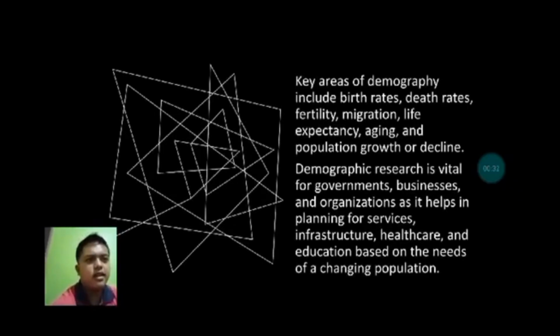So these are the key areas of demography. It includes birth rates, death rates, fertility, migration, life expectancy, aging, and population growth or decline. Demographic research is vital for governments, businesses, and organizations as it helps in planning for services, infrastructure, healthcare, and education based on the needs of a changing population.